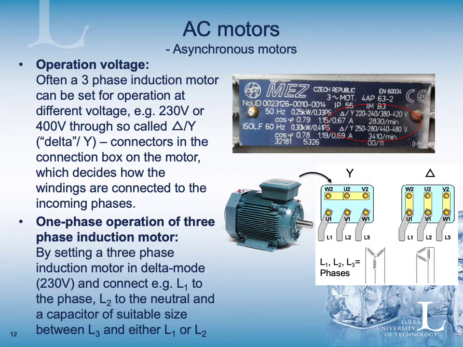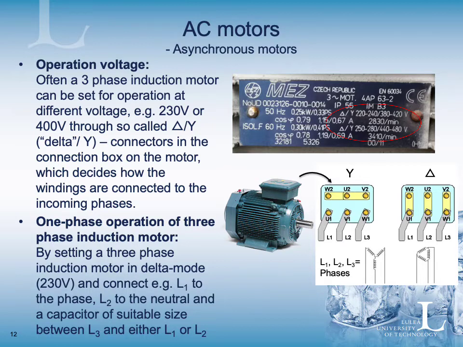connected induction motor, which also means that you will change the suitable voltage that it's operating with. Here is one example on the mark plate where you can see delta Y, where delta then is 230 volt and Y is 400 volt.